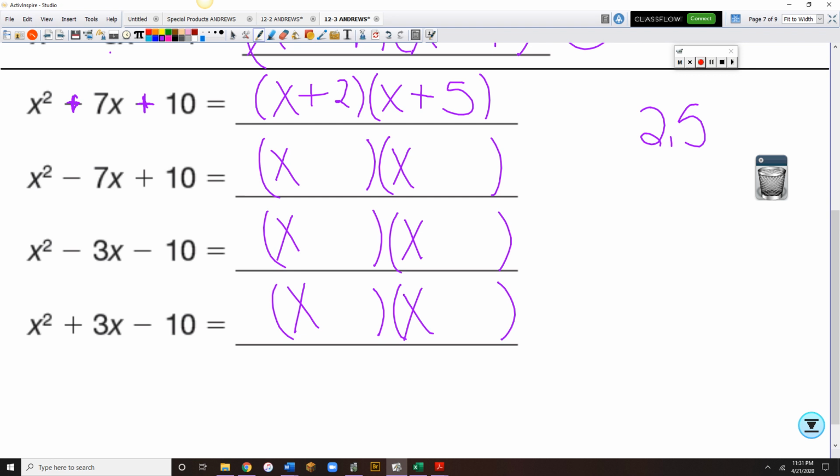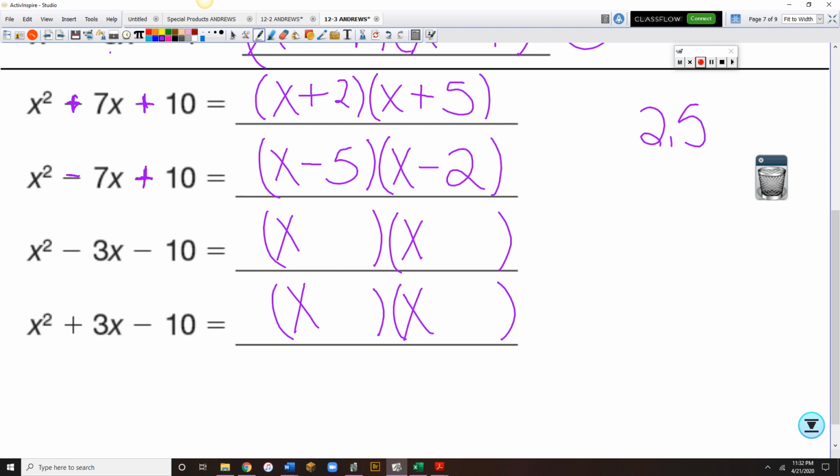The next one is different because even though this is a plus sign, remember all that does is tell me the signs are the same. The minus sign in front of the 7 tells me they are both subtract. And again, because the signs are the same, the order of the numbers does not matter.